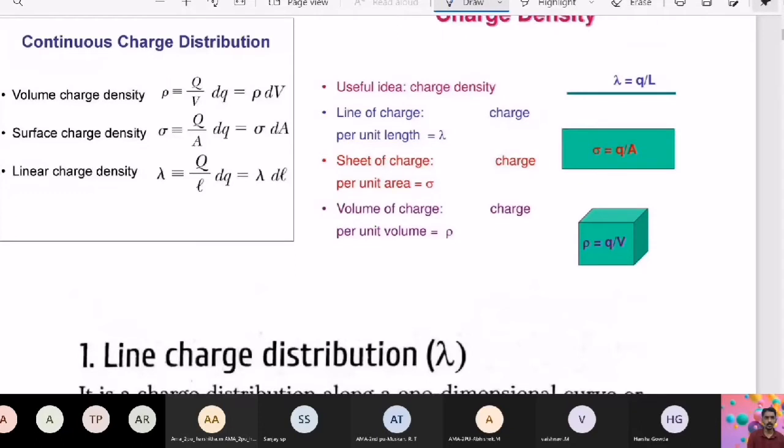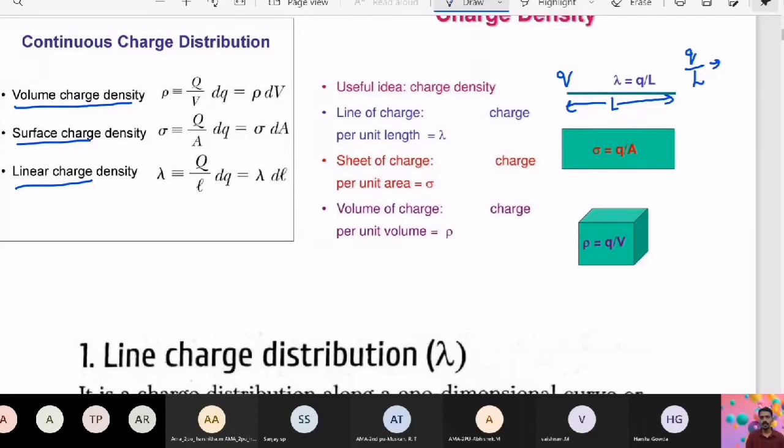Here continuous charge distribution means, as I said, there are three types: one is volume, another is surface, another is line. Line charge, or linear charge, is nothing but length. So first consider linear charge distribution, which means charge distributed over a particular length. This is the length L and a charge Q distributed, then you can find the ratio of charge by length, the total charge distributed over a particular length.